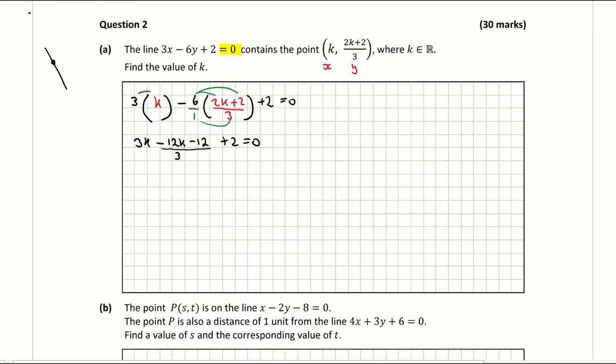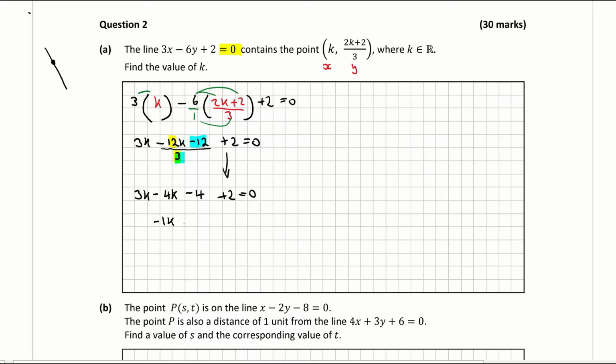And now I'm basically going to, well actually I can divide that 3. That 3 will divide into the 12, 4 times, so I have 3k minus 4k, and the 3 will divide into this minus 12, minus 4 times. Okay, so that's making it a bit easier for me. And then I put in my plus 2 again, so plus 2 is equal to 0. Then I group them. Minus 4k plus 3k is minus 1k.